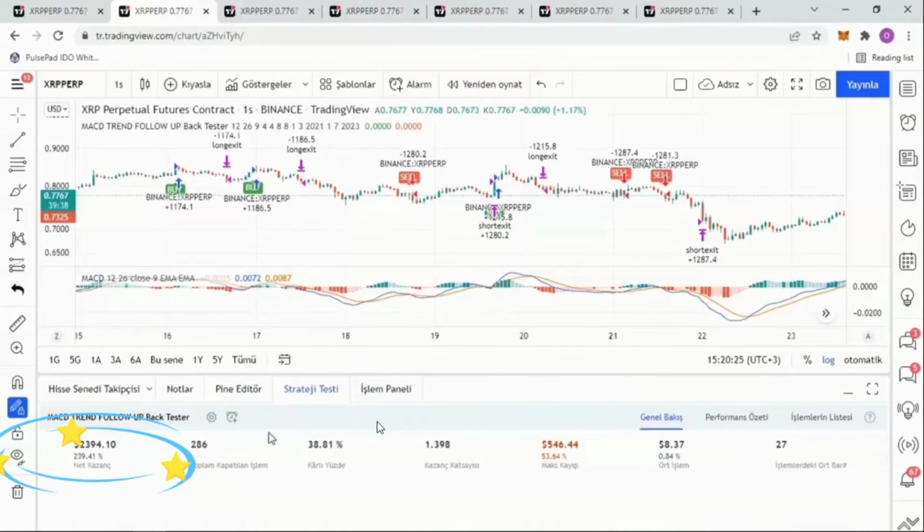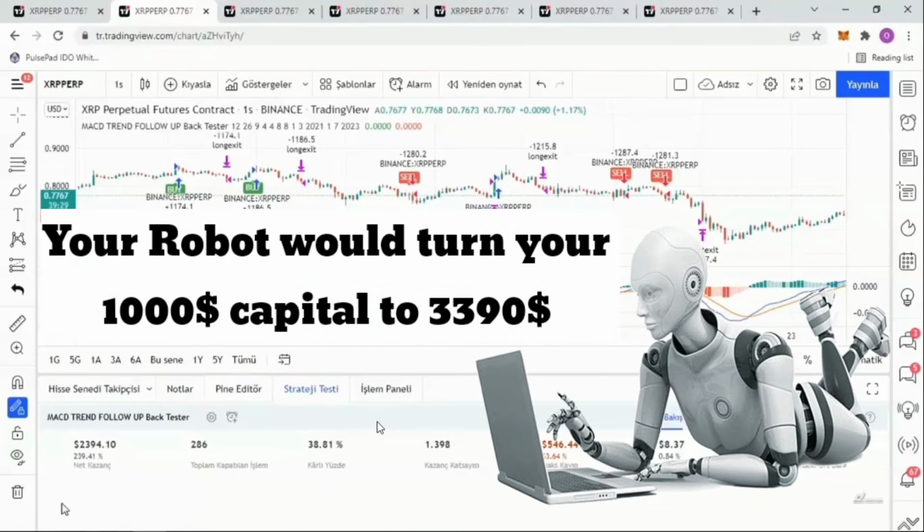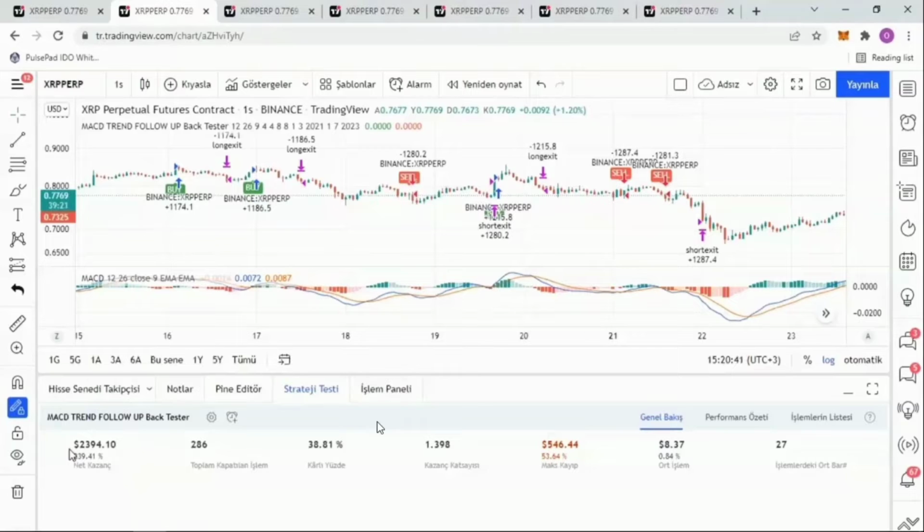Surprised, aren't you? The strategy opened only 286 positions in a year. The success rate is around 38% and the net profit is a magnificent 239%. This means most of the successful trades closed by hitting the desired take profit levels. They were not interrupted by opposite direction signals.